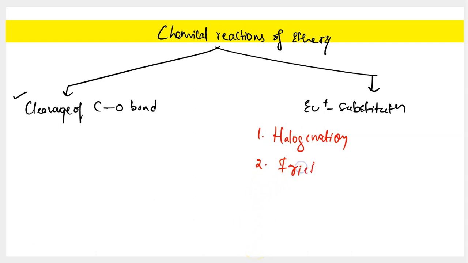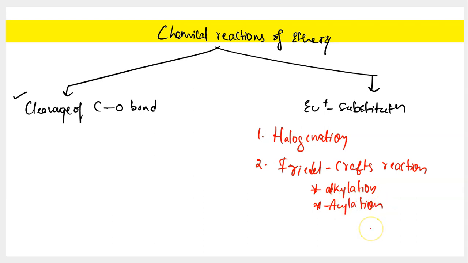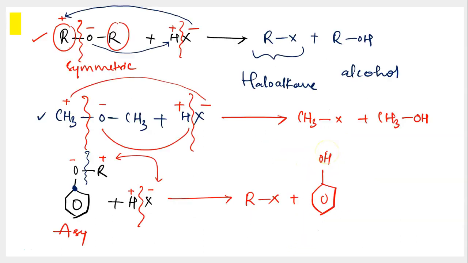As I just told you, for this Friedel-Crafts reaction there are two varieties: one is alkylation and the second one is acylation. All right, and now moving on with the third type of electrophilic substitution reaction exhibited by ethers, that is nitration. So these are the three types of electrophilic substitution reactions exhibited by ethers. So let us understand one after another. Let's get started with halogenation first.